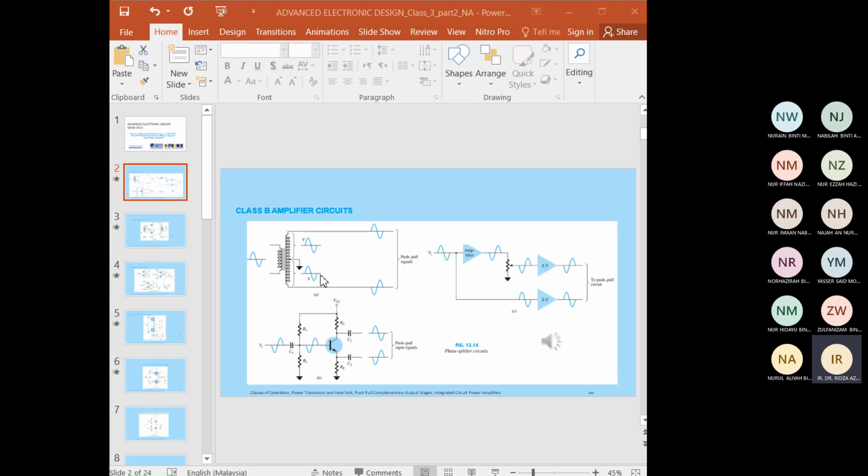So the opposite polarity operation can also be achieved by using a single input and complementary transistors. Either you can use NPN and PNP, or maybe you can use NMOS or PMOS. So in this figure we can see the different ways to obtain the phase inverted signal.